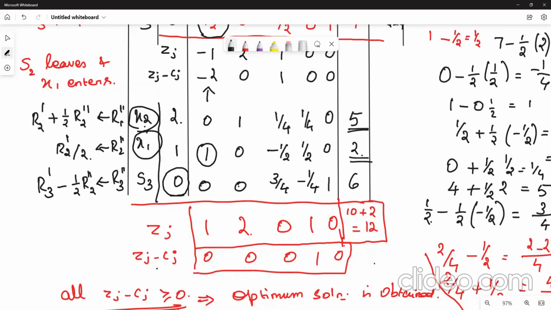Here we have got all Zj minus Cj greater than or equal to 0, and the slack variable which we have introduced is at zero level. So the optimum solution exists and we have concluded it as 12. I hope you are all clear with the simplex method. Thank you.